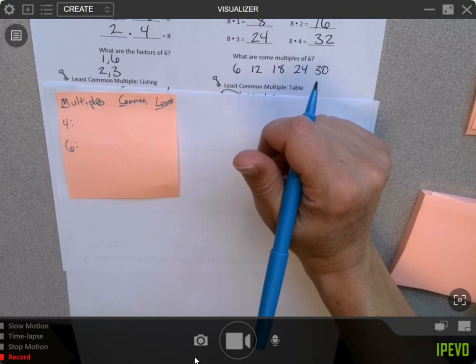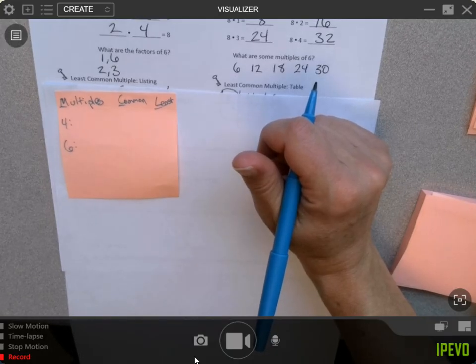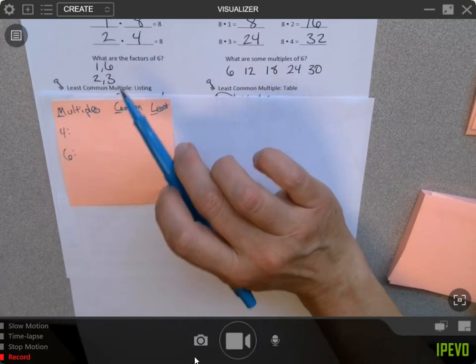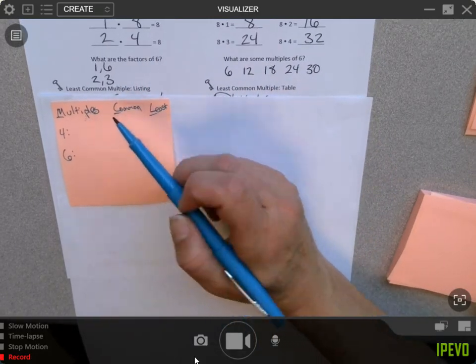I think you know it, Jack. You want to raise your hand. What's our first step going to be? Yeah, we're going to do the multiples. We start with timesing by 1.